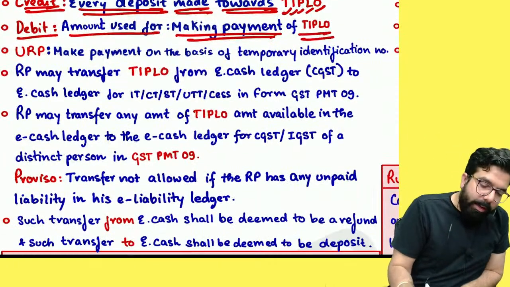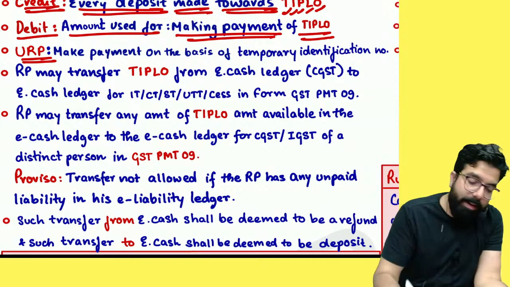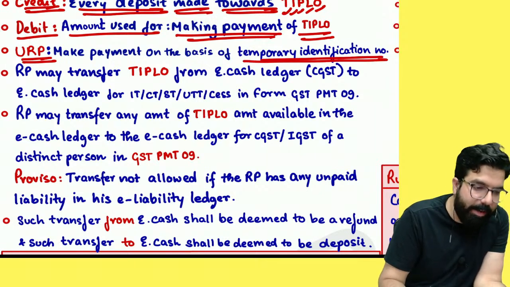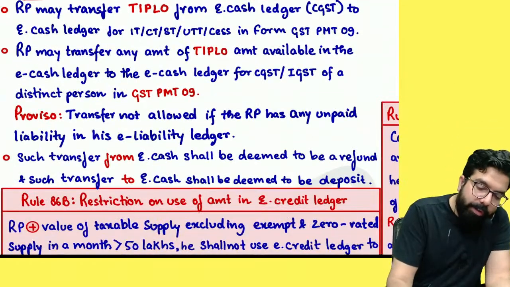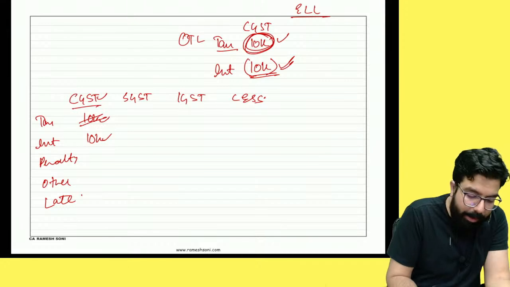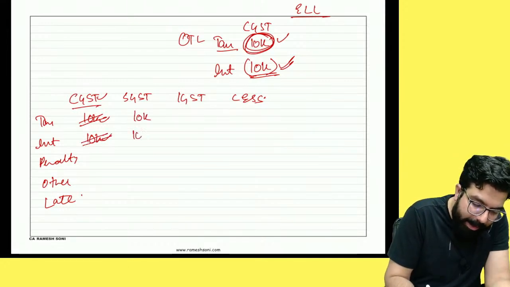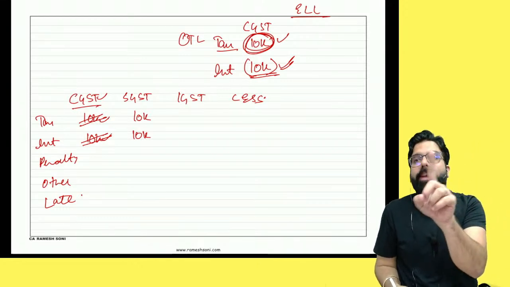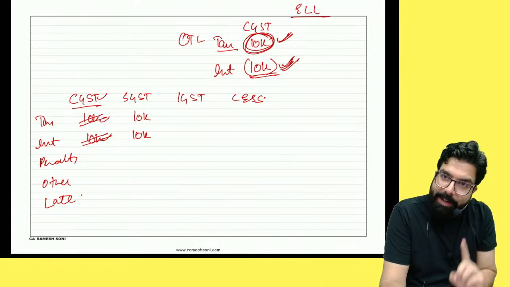Now, sir, if I am an unregistered person, can I make the payment without taking registration? Yes, you will be given a temporary identification number, and using that you can also go ahead and make the payment. Now, supposing I went ahead and, instead of depositing in the right head, I deposited here 10,000 and here 10,000. My question to you is, my output is CGST tax and interest.